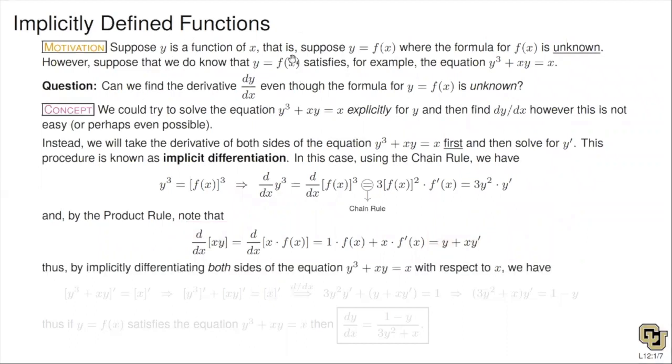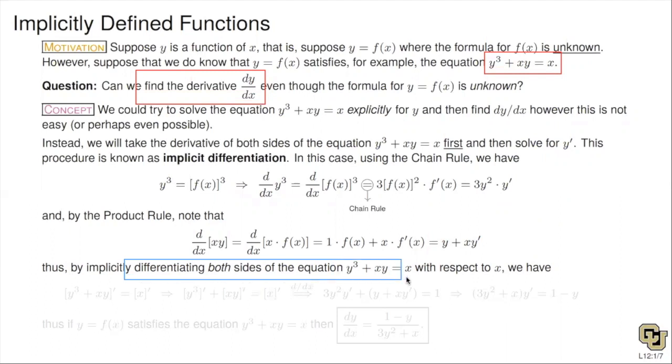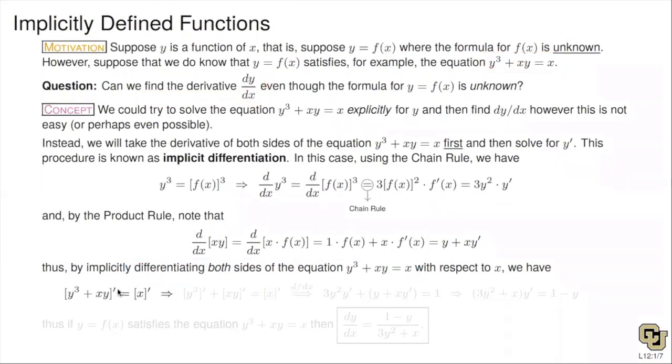The question now is, suppose we know y is a function of x, and suppose we know y satisfies this equation. We want to find the derivative dy dx. So we're going to start by differentiating both sides of the equation with respect to x, the left and right side, and then solve for y prime. Let me show you how that goes. Here I'm indicating I'm taking a derivative of both sides. For the left side, the derivative of the sum is the sum of the derivatives, so I break that up. And now you saw for the derivative of y cubed, the derivative of the outside is 3y squared times the derivative of the inside for my chain rule, which is y prime.